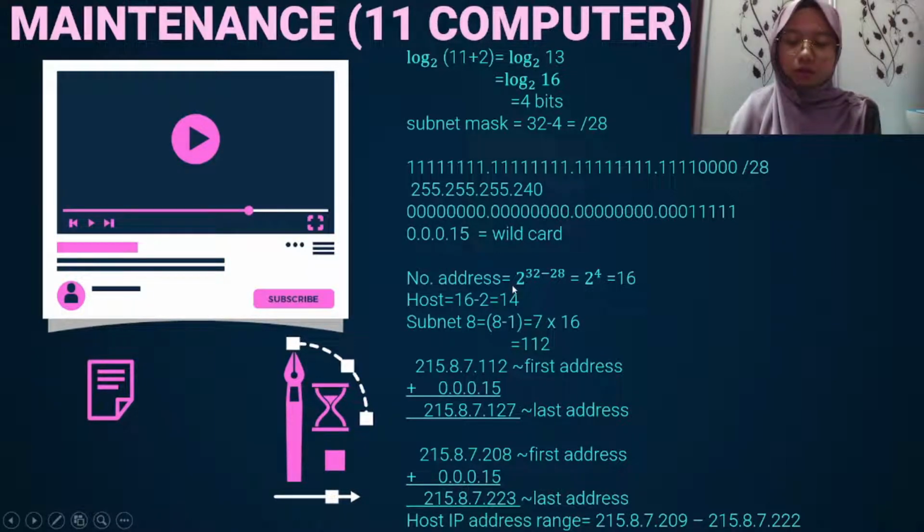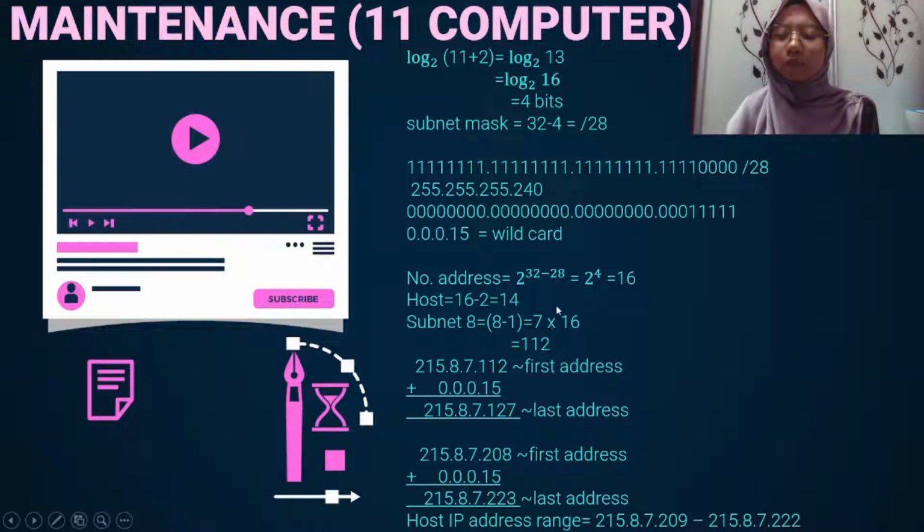So let's proceed. The number of addresses is equal to 2 to the power of 32 minus 28, which equals 2 to the power of 4, which is 16. And then for the hosts, the 16 addresses minus 2 equals 14. Maintenance is subnet E.